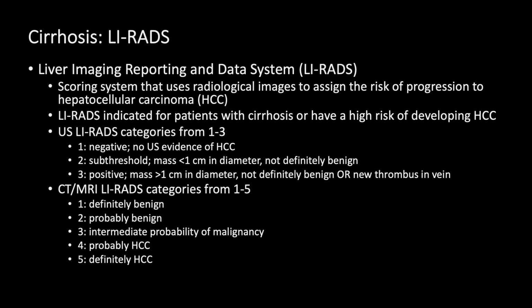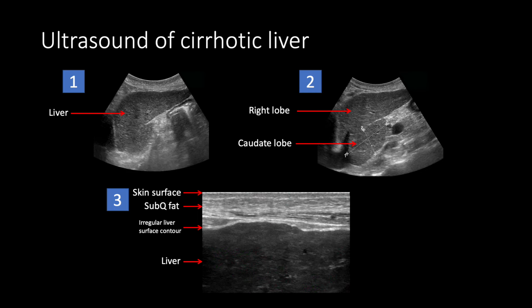Now, let's go over a few images. Here are a few grayscale ultrasound images of a cirrhotic liver. In image number 1, you can appreciate the heterogeneous and coarsened echogenicity of the liver, meaning that the liver has a few dark areas and a few bright areas. In the second image, you can appreciate hypertrophy of the caudate lobe and lateral segments of the left lobe and atrophy of the right lobe, which are common findings in cirrhosis. In the third image, you can appreciate the irregular nodular contour of the liver right beneath the subcutaneous fat. In a normal liver, the liver edge should be smooth.